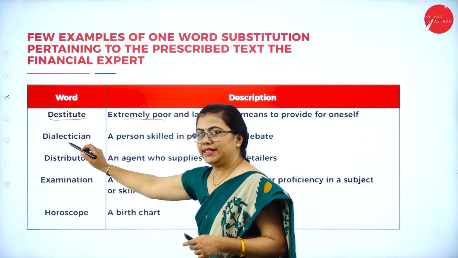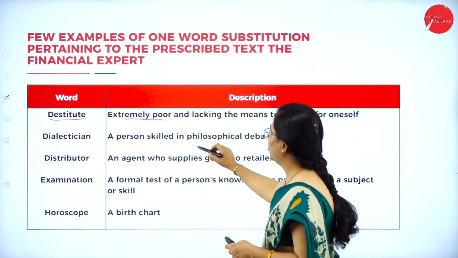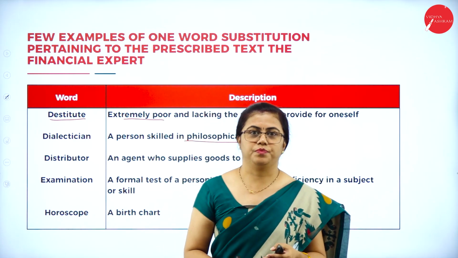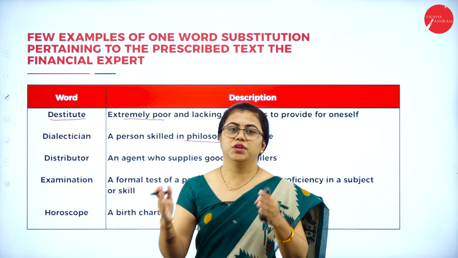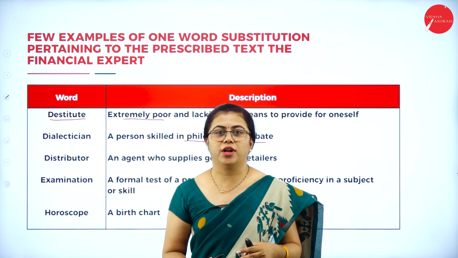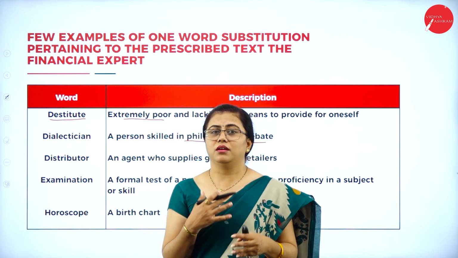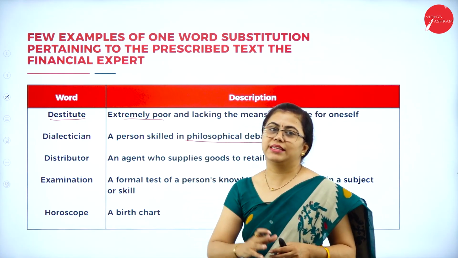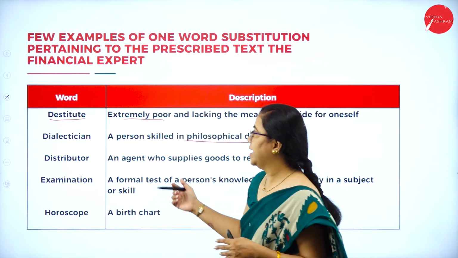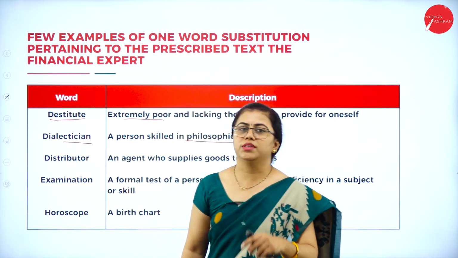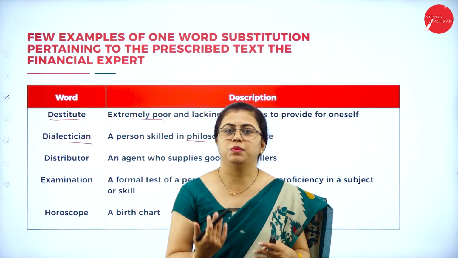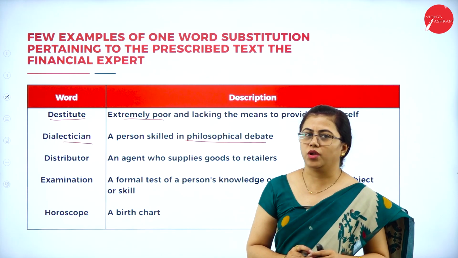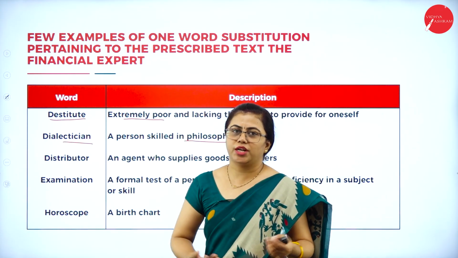Then we have dialectician. A dialectician is a person who is very good at philosophical debate, who speaks a lot of philosophy. He goes on talking about life, how you should lead a life, and what the necessities are for a good life. All these are philosophy, too high to understand. Such a person who is very skilled at speaking about that is called a dialectician. Dr. Paul was a dialectician, you can say. He used to speak about life so much that he was able to write a book also. So you can write that Dr. Paul was a dialectician.